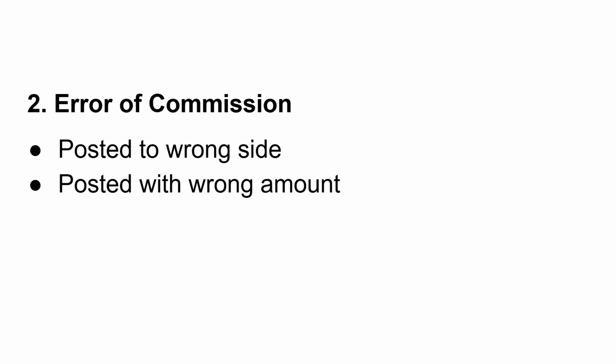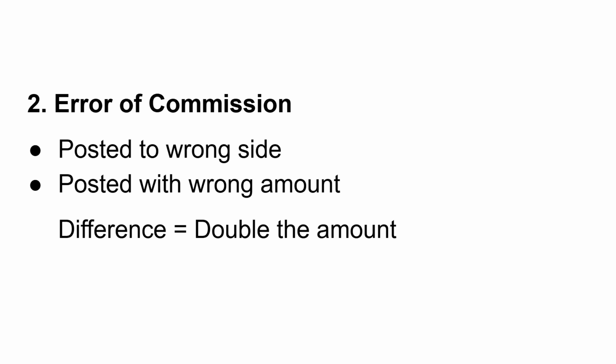Error of commission, posted to wrong side, posted with wrong amount. This error happens when the entry is made, but it is made incorrectly. The transaction exists, but posting is wrong. Difference is equal to double the amount.